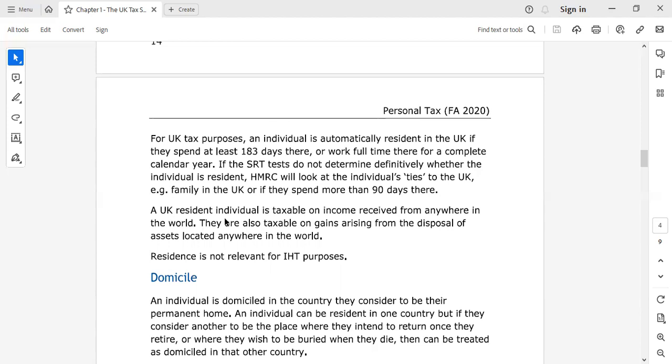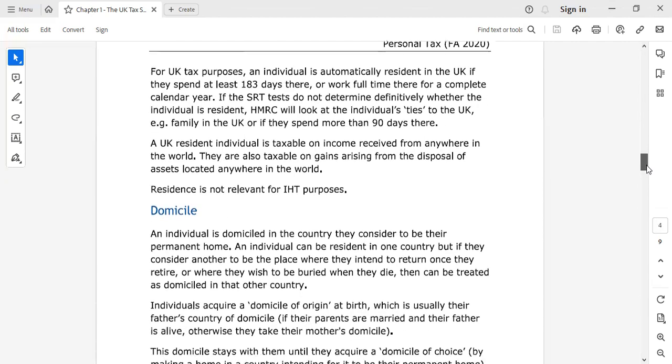A UK resident individual is taxable on income received from anywhere in the world. They are also taxable on gains arising from the disposals of assets located anywhere in the world. So residents have to pay tax on income from anywhere in the world. Let's see who is a domicile.